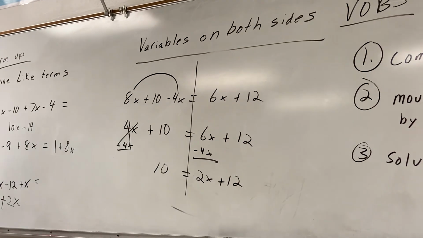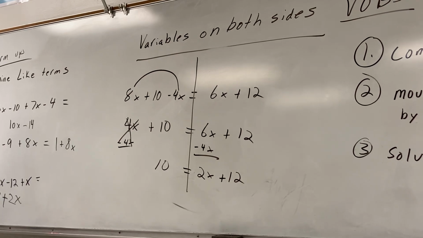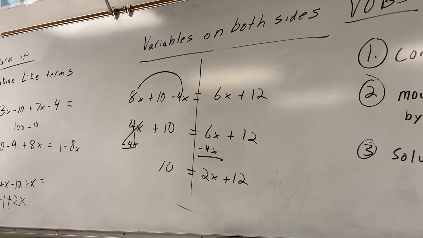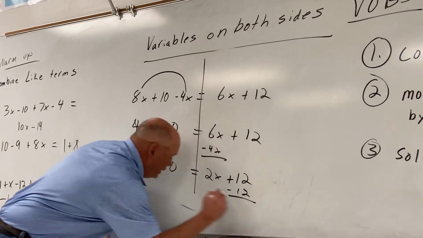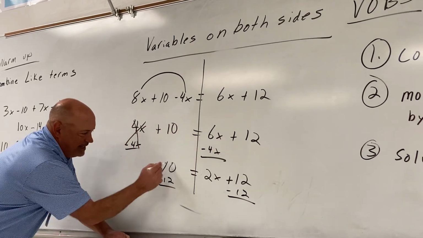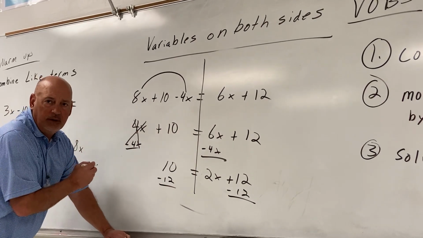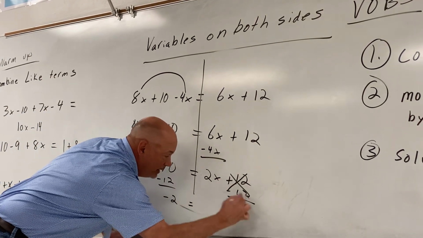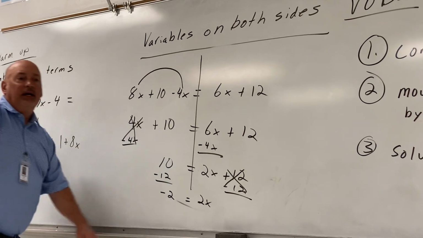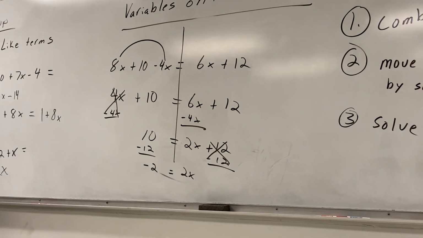Now we've got a 2-step equation just like we had yesterday. Yolette, what would you get rid of first? 12. Me too. How? Subtract. Good, Yolette. What's 10 minus 12? Negative 2. Be careful there. And now we got 2x. And Angel, what would you get rid of next?